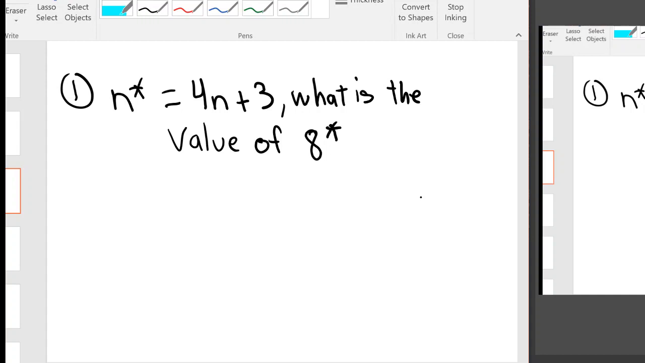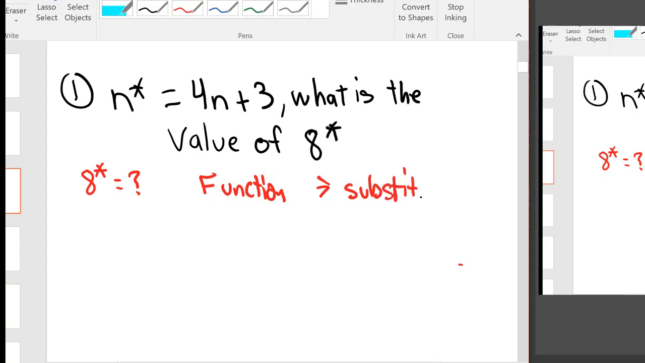So the question is n star equals 4n plus 3. What is the value of 8 star? So essentially what I have is 8 star equals question mark. This is what we call a function. So when I'm dealing with functions, it's all about substitution.